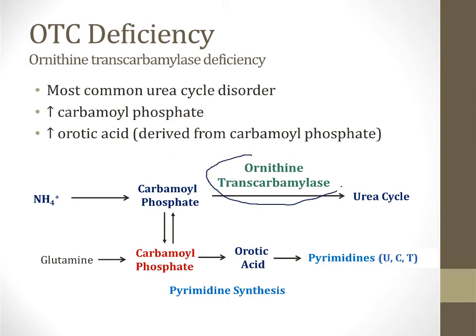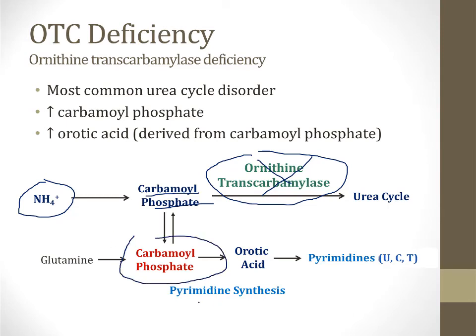Ornithine transcarbamylase is necessary to metabolize carbamoyl phosphate into the urea cycle, and ammonia is metabolized into carbamoyl phosphate. So when you have a deficiency of this enzyme, the level of ammonia will get high and the level of carbamoyl phosphate will get high. Now, carbamoyl phosphate is also an intermediate in the pyrimidine synthesis pathway, and it is metabolized to orotic acid. Therefore, when you have an OTC deficiency, in addition to high levels of carbamoyl phosphate and high levels of ammonia, you will also see high levels of orotic acid.